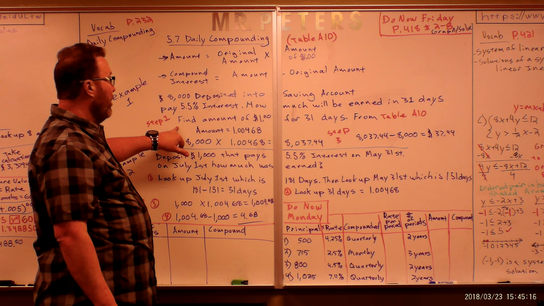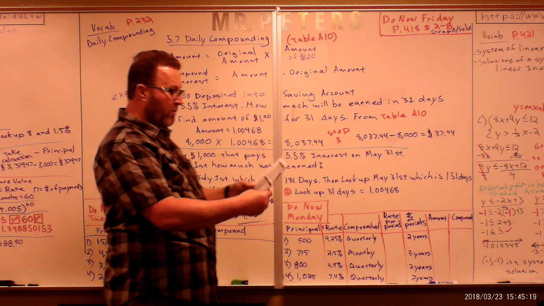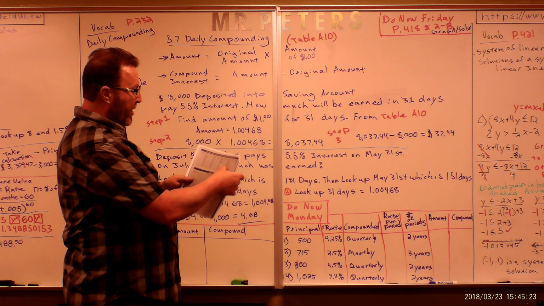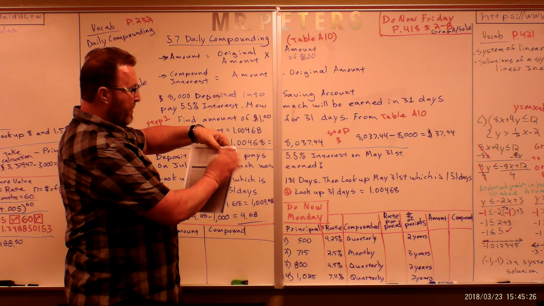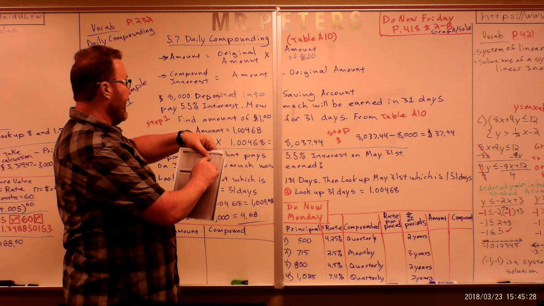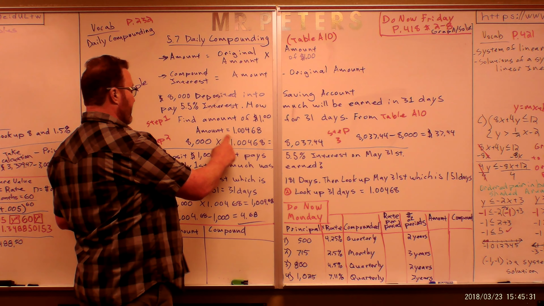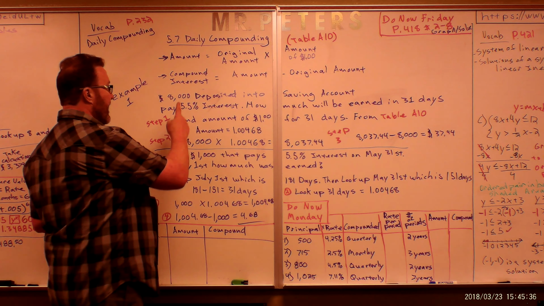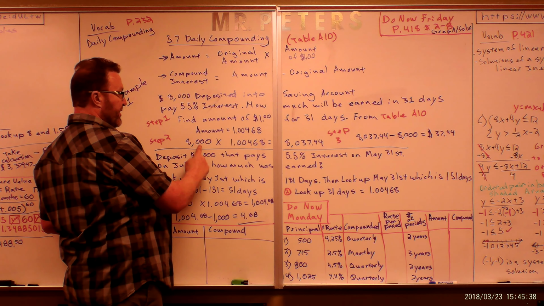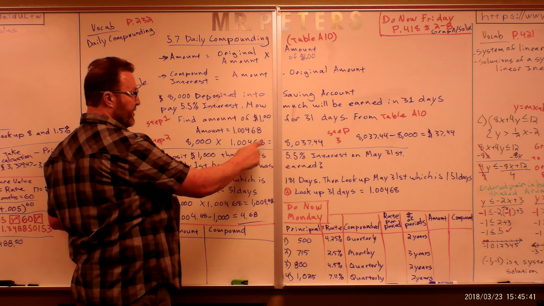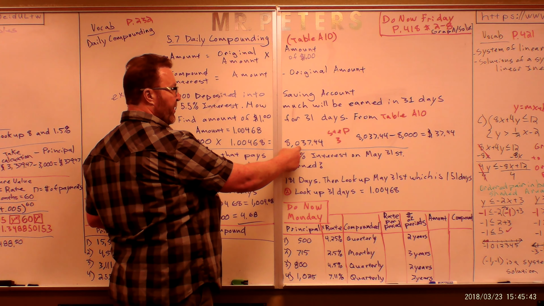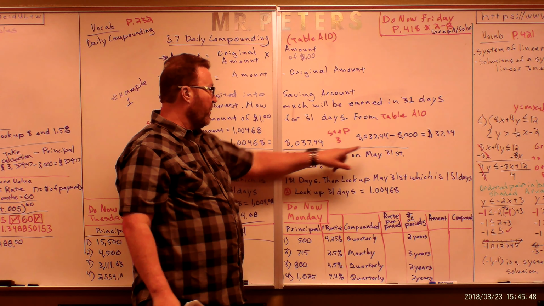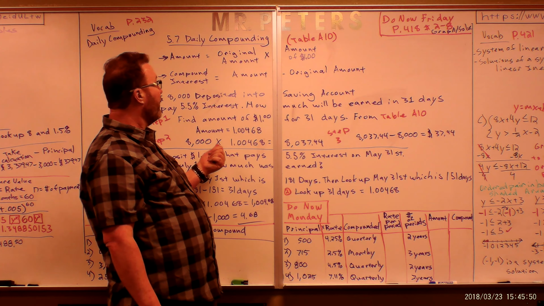So step 1, we're going to go to our A10 table, which is right here, and we're looking for 31 days. So we go to 31 days, which is right here at the top, and it's 1.00468. So we're taking that information and we're noting it for our step 1. Step 2, we're just taking the amount of the principal and we're multiplying. So 8,000 times 1.00468 equals $8,037.44.